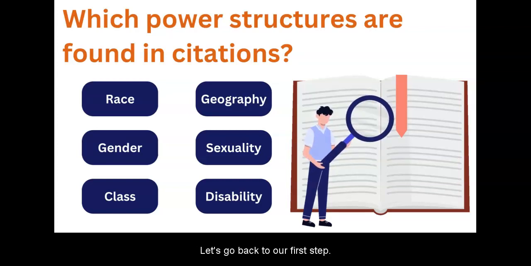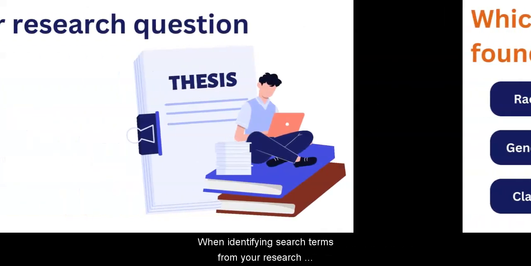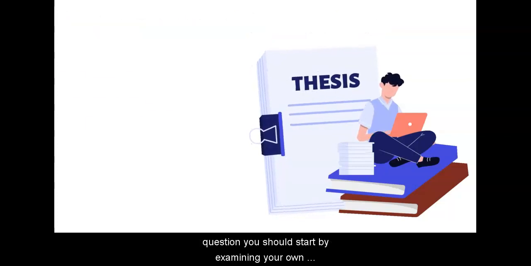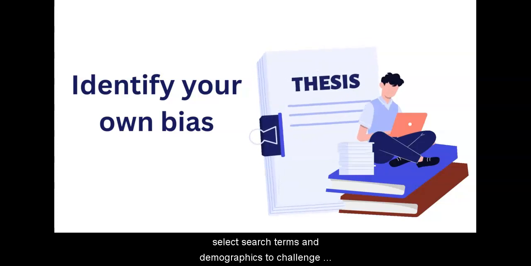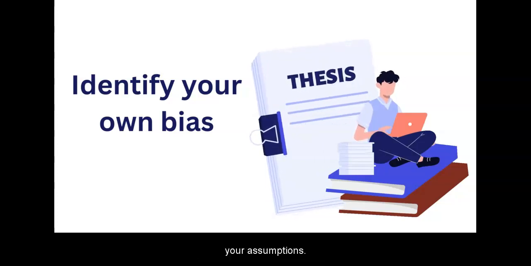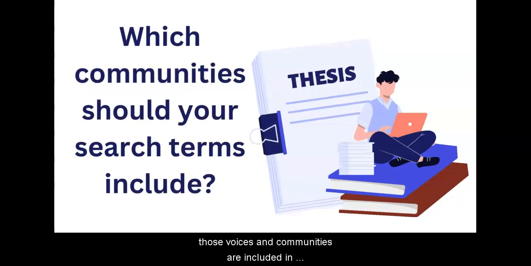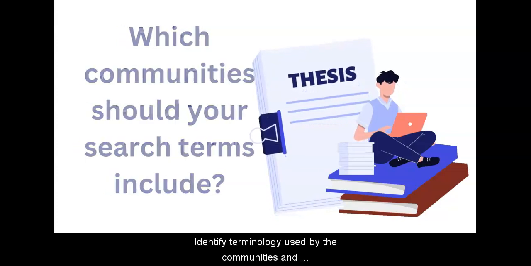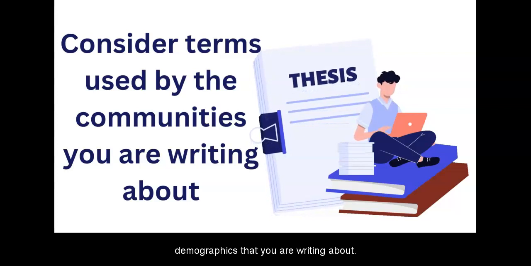Let's go back to our first step, identifying our search terms. When identifying search terms from your research question, you should start by examining your own relationship to the topic. Identify your own bias and select search terms and demographics to challenge your assumptions. When researching specific demographics, make sure those voices and communities are included in your search terms, and identify terminology used by the communities and demographics that you are writing about.